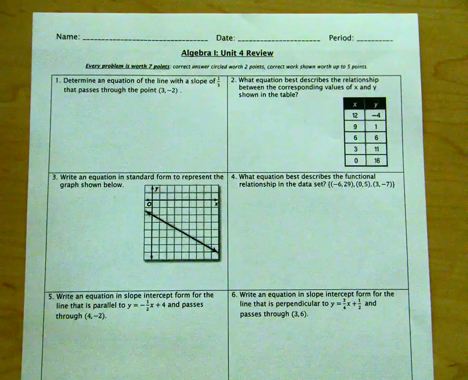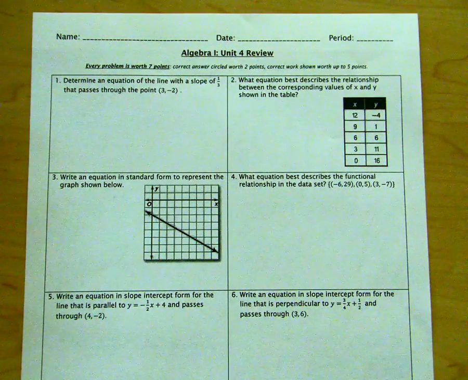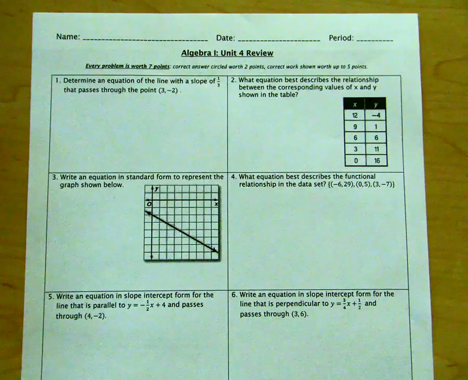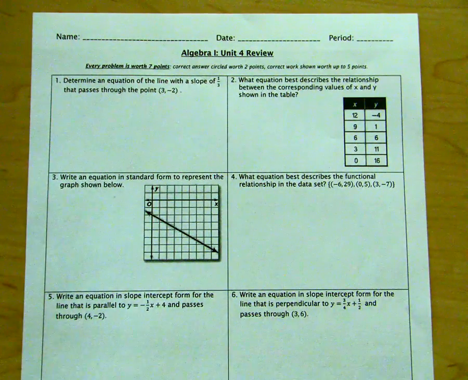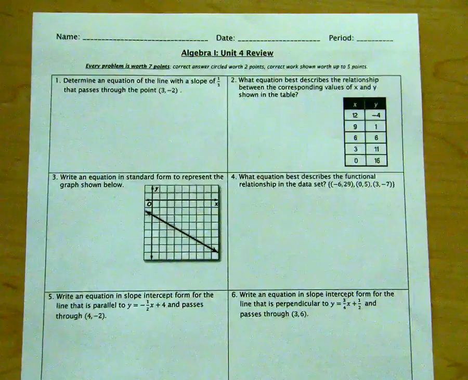Hello students, in this video it will be part 1 of the Unit 4 review, and we're going to try to get through 4 or 5 of these problems pretty quickly. In the first one we're going to determine an equation of a line with a slope of 1/3 that passes through the point (3, -2).